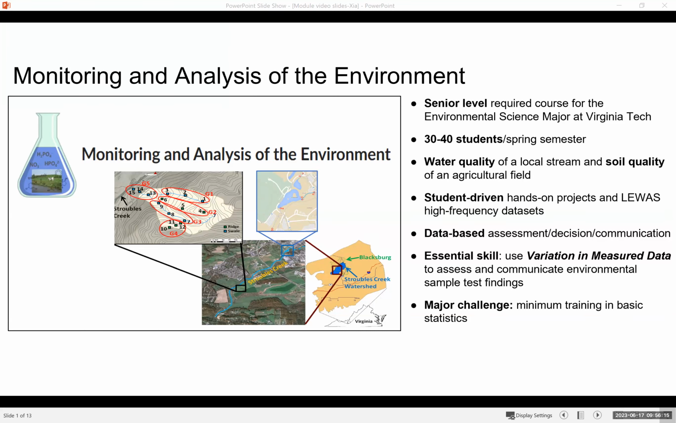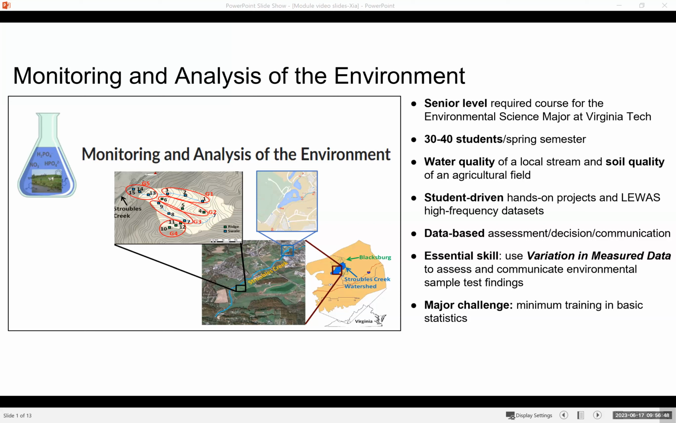The students conduct various hands-on projects throughout the semester at the water sampling sites as shown on the map on the left, as well as the field sampling site in this map. We also use the high frequency data collected by an Institute water quality monitoring station at one of our water sampling sites.